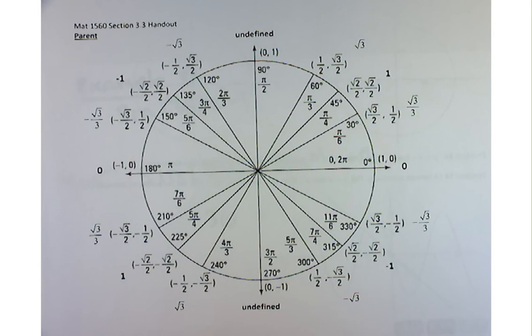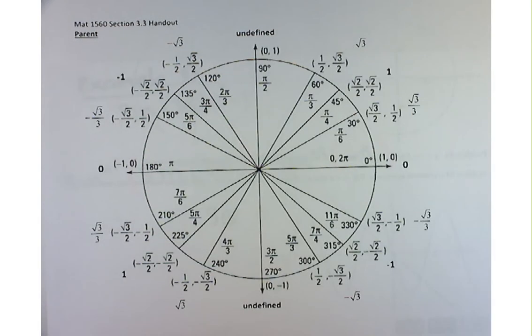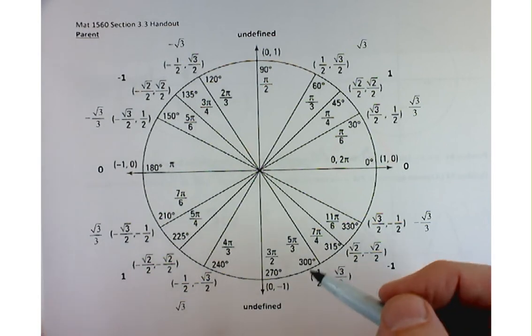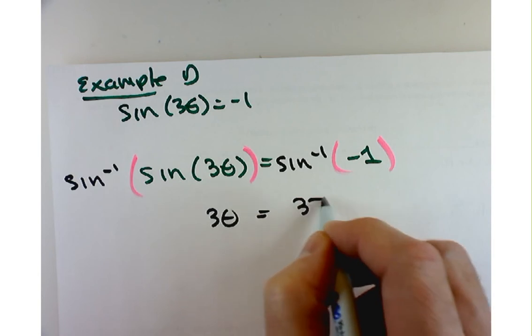So sine is the y coordinate. Sine of theta would equal 1 up here. Looking for -1. 3 pi over 2. All right, some help there, 3 pi over 2. You agree with that? Okay, cool. So that's going to be 3 pi over 2.